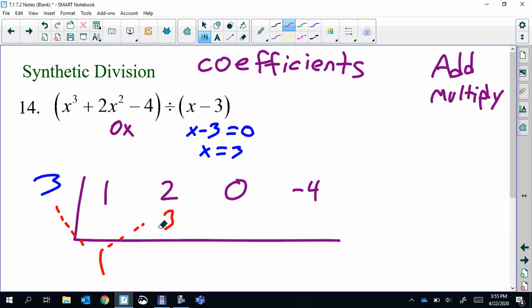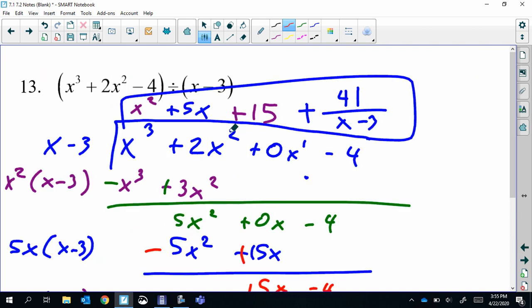And now we repeat that again. Multiply. Add. 2 plus 3 is 5. Multiply. 15. 0 plus 15. Multiply. It's 45. 45 minus 4. When we add those, we get 41. These numbers should be familiar. That 41 is the remainder, and then it was a 1, 5, 15.